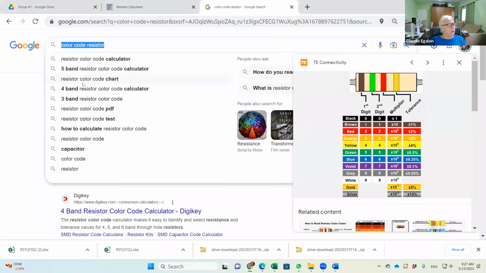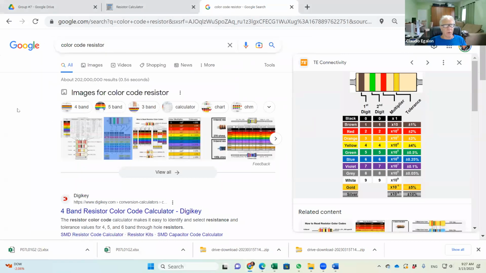Okay. And how do you search that on the internet? You're going to search color code resistor, right? And then you have all sorts of tables on the internet. Professor, we can see your screen. Yeah, that's right. Thank you. Go in Google, type color code resistor, and you'll be able to see all sorts of tables with examples of how to measure the resistance. First digit, second digit, multiplier, tolerance.